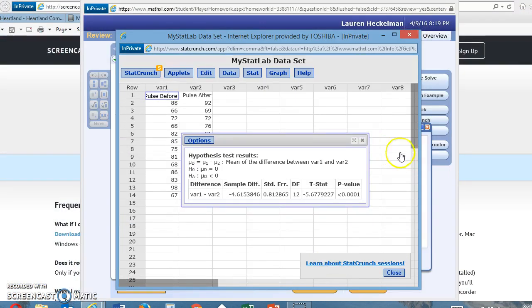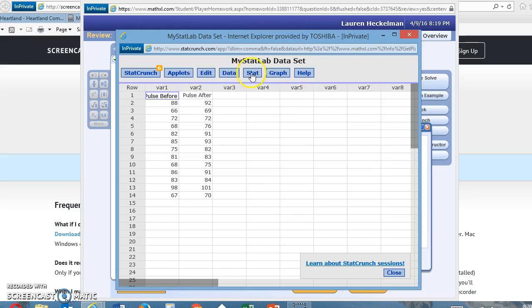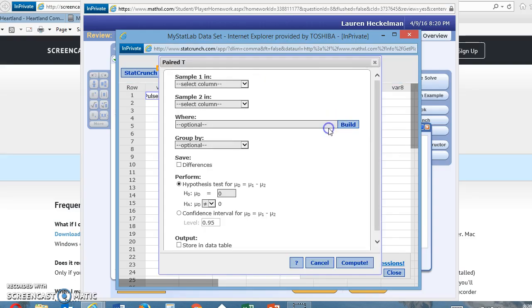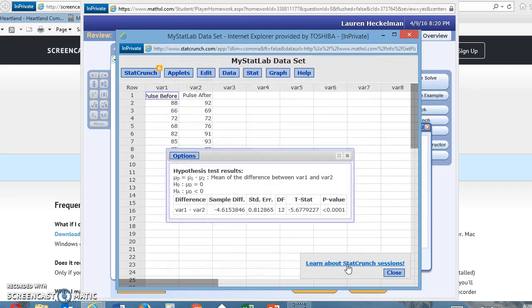StatCrunch. We go to Stats, and then we go to T Stats, and it's a paired test because they're dependent upon each other, and we highlight variable 1 and variable 2. Our null hypothesis is that they're equal, so that's going to stay 0, and then our alternative hypothesis is that one is less than the other.